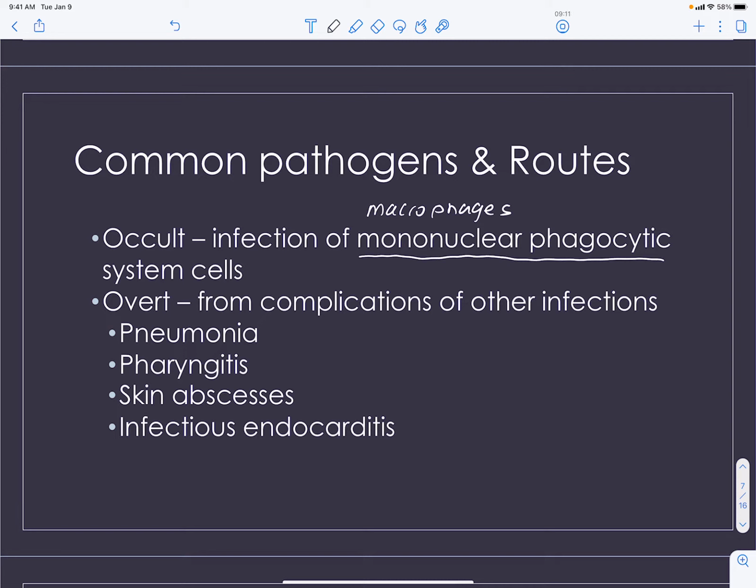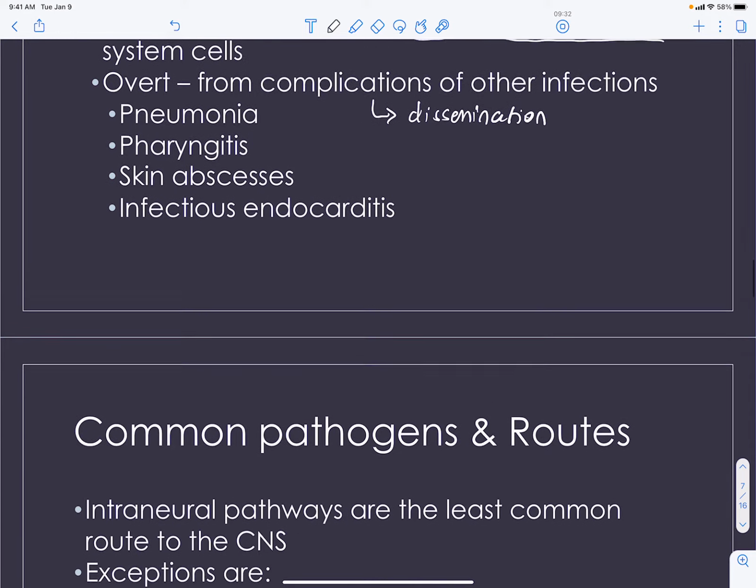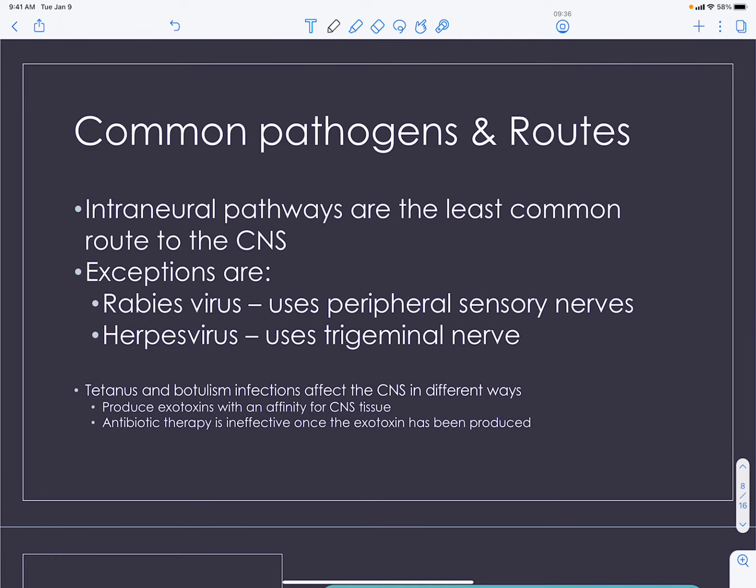There are also overt. Overt means that you have complications from other infections. So again, in these cases, you're going to start at another site and get dissemination. And then the pathogen is going to find its way into the central nervous system. Now, interneural pathways directly are the least common route, with exceptions like rabies. Rabies is going to use peripheral sensory nerves for its infection, and herpes virus uses the trigeminal nerve system.